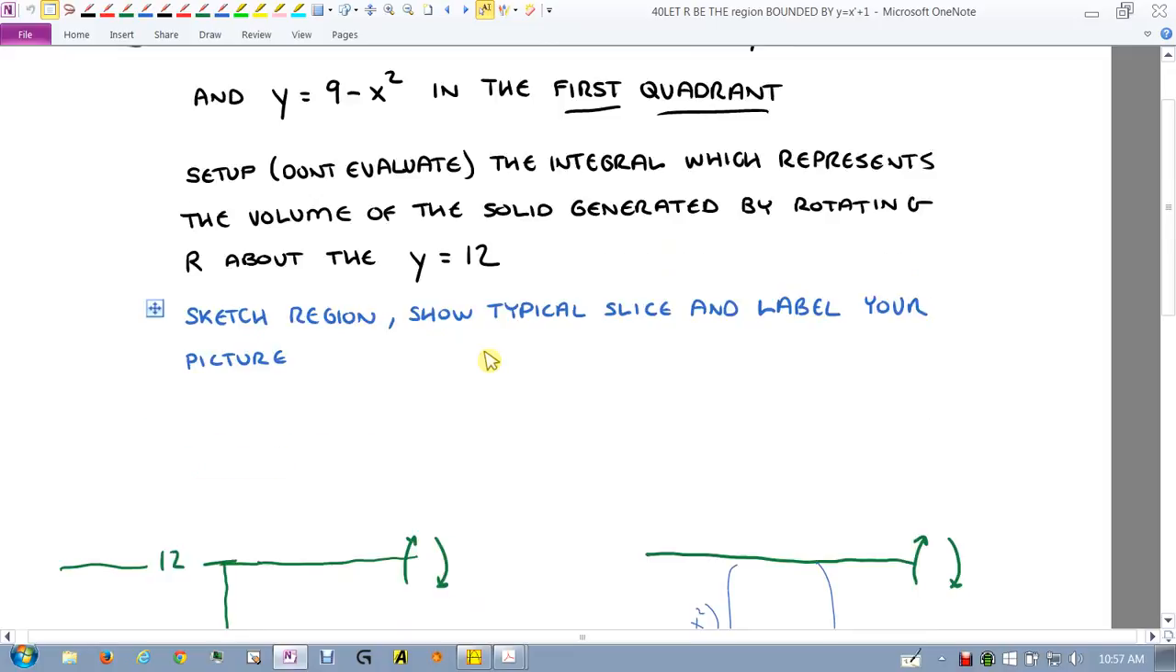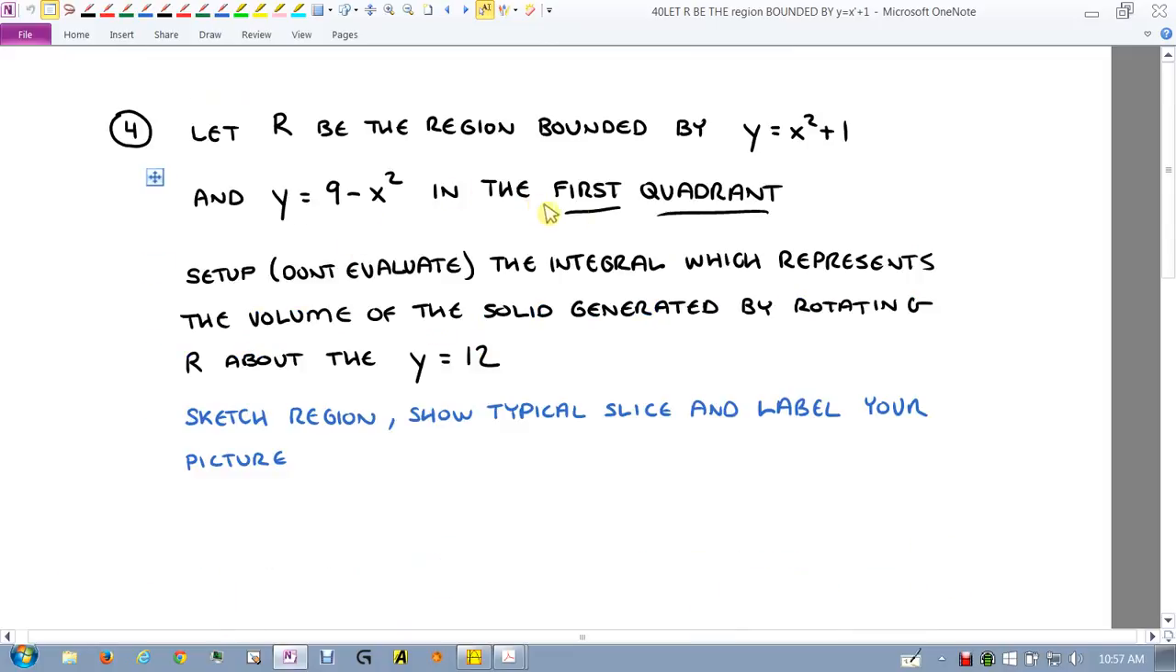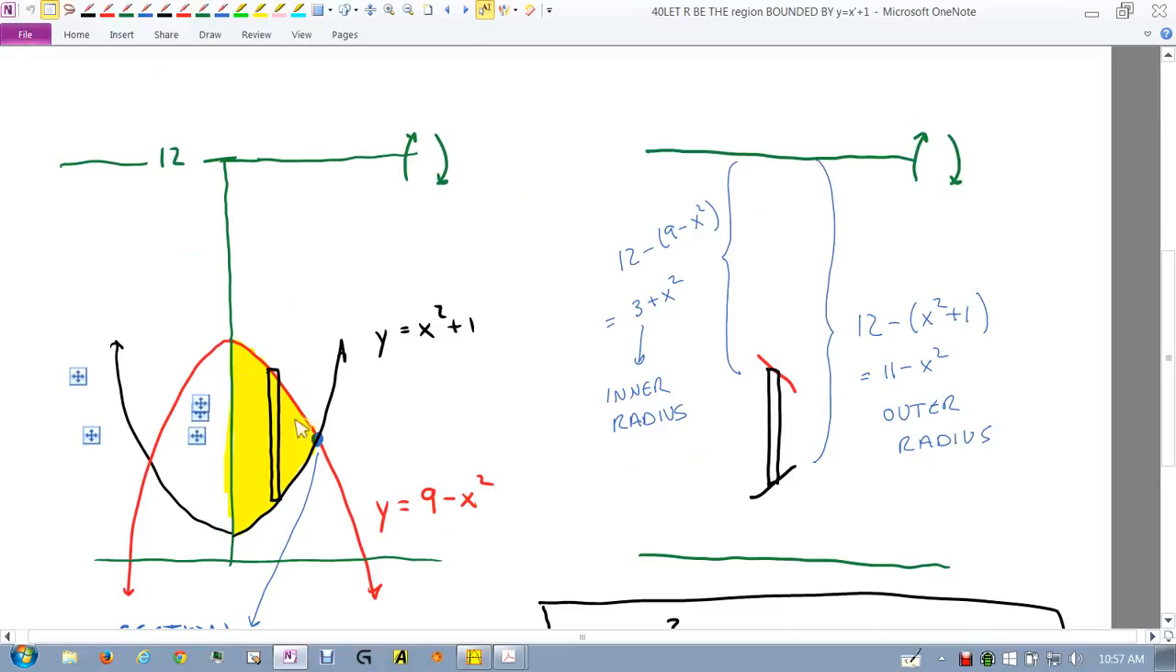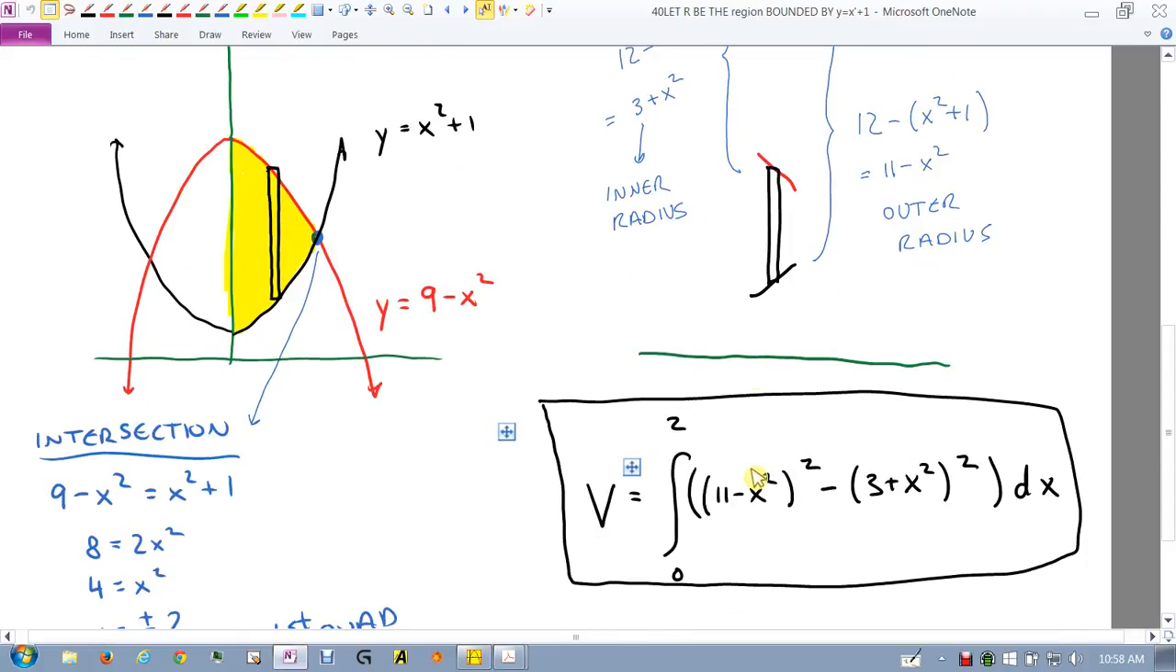Next one is the region you had to rotate. You had to be in the first quadrant. That was important. So we were talking about this yellow region here, and you're rotating it around y equals 12, which is a horizontal line. Here's your little sliver. You have to find an outer radius and an inner radius and figure out what they are. You just use what we did in class for that, right? And then the formula is, did I forget my pi?